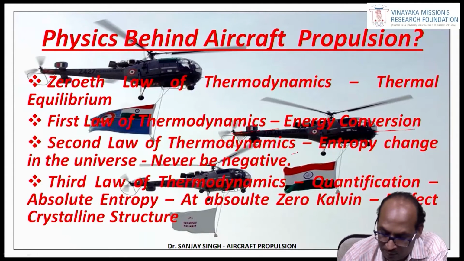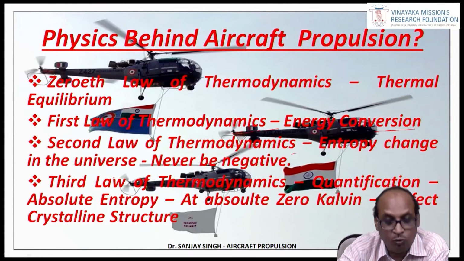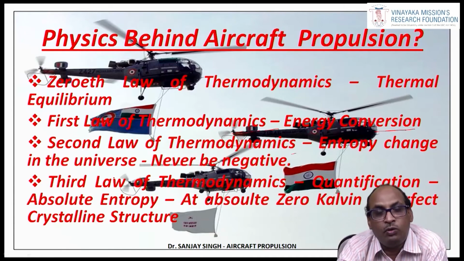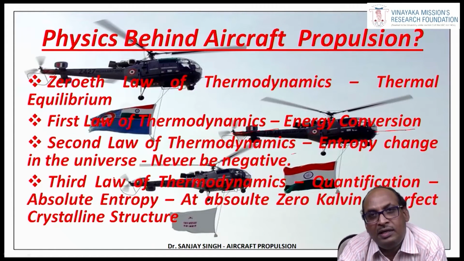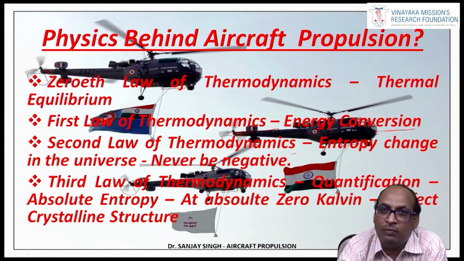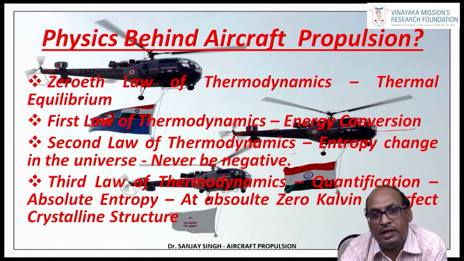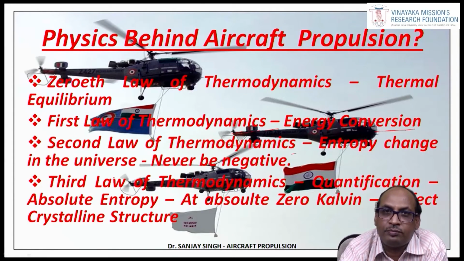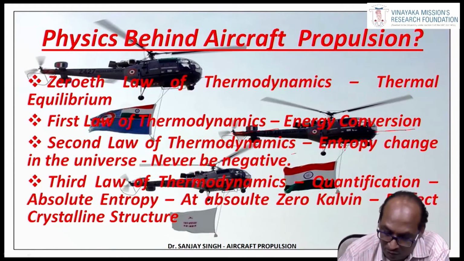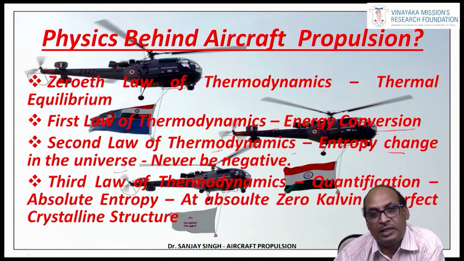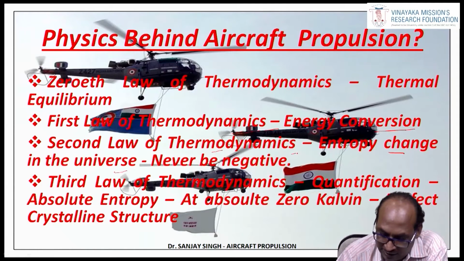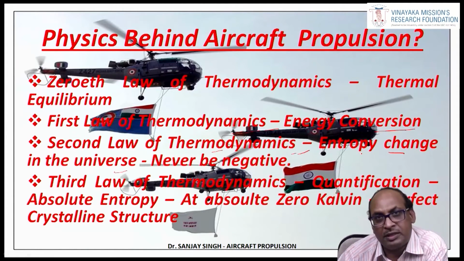Second law of thermodynamics, that is entropy change in the universe. It is talking about change in entropy. Entropy is the degree of disorderness of the reaction. If any reaction is taking place, the measure of disorderness in that is called entropy. That entropy change is described by using the second law of thermodynamics. The second law says that in the universe, entropy change is never negative.